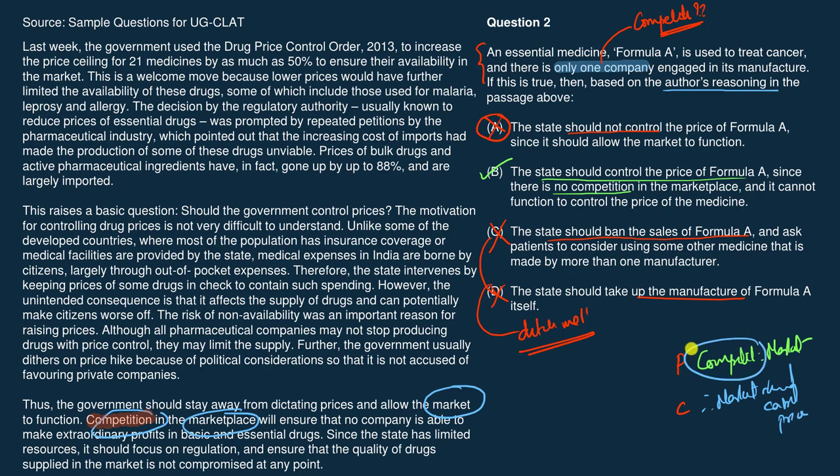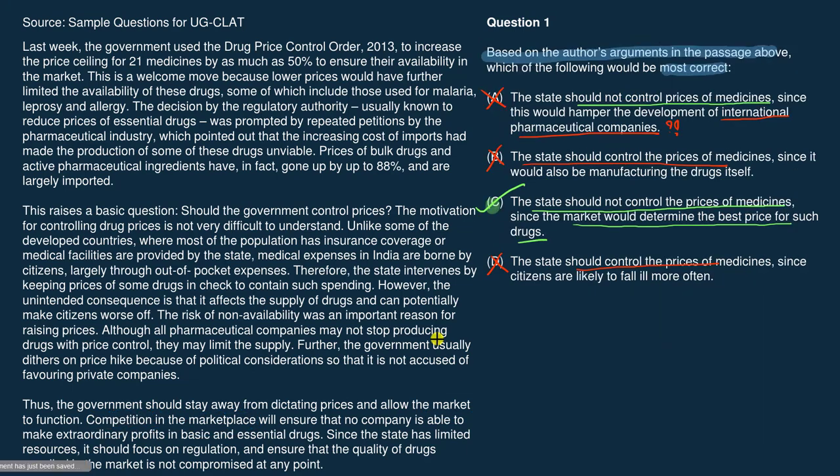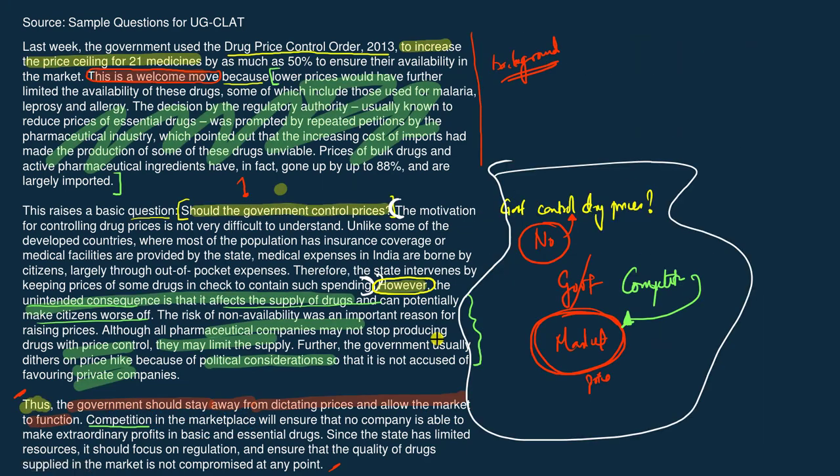In principle, competition is the one that can help control price. Here the competition itself is not there, so it cannot control price. Therefore the market cannot control the price, thereby the state should control the price. Makes a lot of sense. So in these kinds of questions, all that you had to do was to use the author's reasoning here as your rule to arrive at the answers.